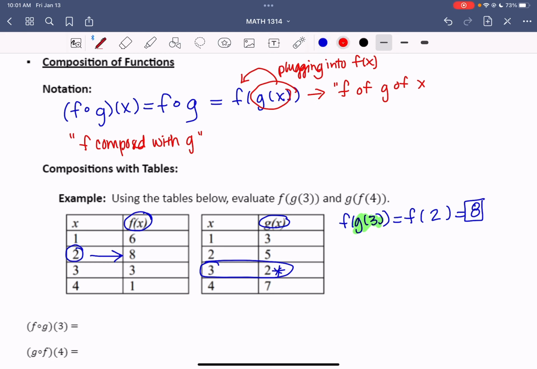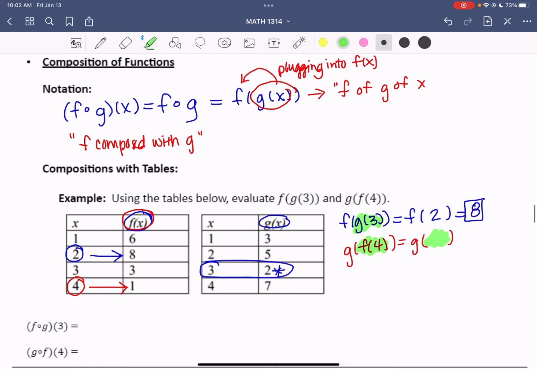Let's do it again, but let's look at g of f of 4. So the first thing you're going to do is figure out what is f of 4. Well, you're going to go to your f table. So here it is over here. Look at the x value of 4. Here it is, and that leads you to the f of 4 value to be equal to 1. So I'll write g parentheses, and instead of having f of 4 filled in here, I'm going to have 1, because I found it here on my f table.